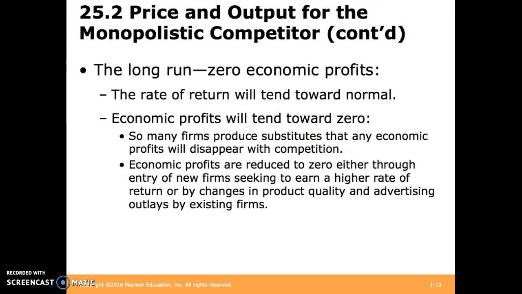However, in the long run, we can expect zero economic profits, similar to perfect competition. The rate of return will tend toward normal. Economic profits will tend toward zero. So many firms produce substitutes that any economic profits will disappear with competition. We can expect that new firms will enter and exit until economic profit is roughly zero.